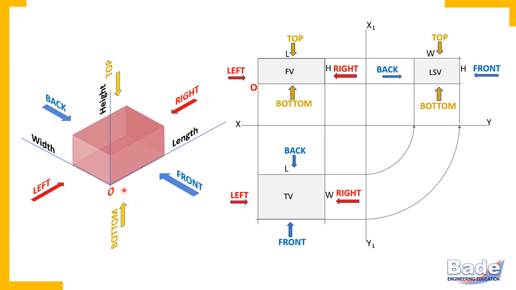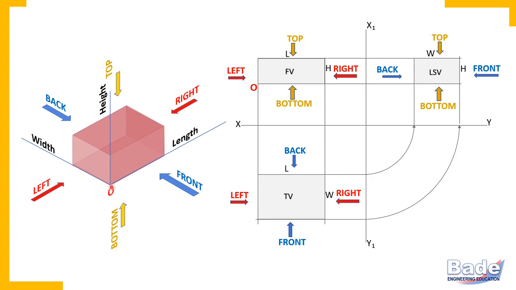Now let's have a few examples. Here is point O. Where exactly this point O is, let's define with reference to the length, width, height axes, or with reference to these 6 sides of the object. This point O is on the left side, but that is not enough. Left side, so there are so many corners. The entire surface is on the left side. Point O is on the left side. It is at the bottom.